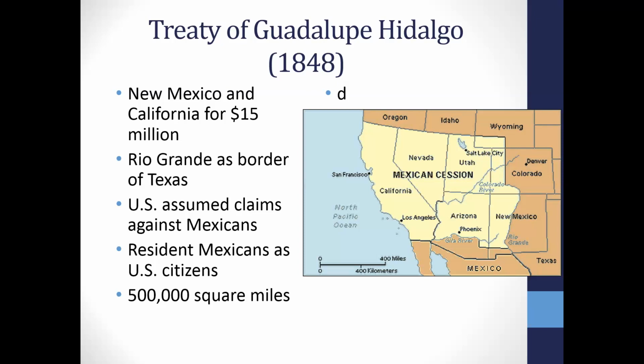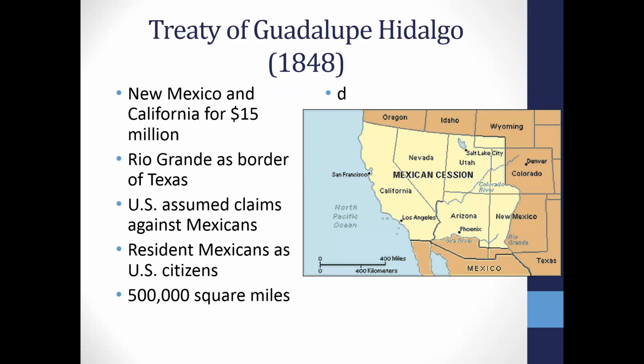Now, the treaty, however, leads to the acquirement of over 500,000 square miles, which is known as the Mexican Cession, the area of what becomes New Mexico and California, for $15 million. And it sets the Rio Grande as the border of Texas. That had been the dispute that led to the Mexican-American War to begin with.